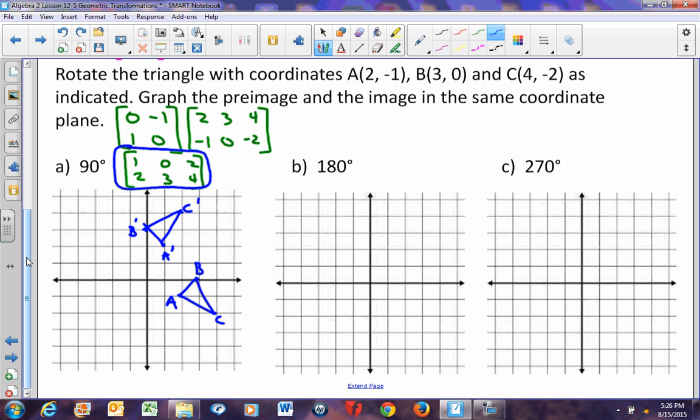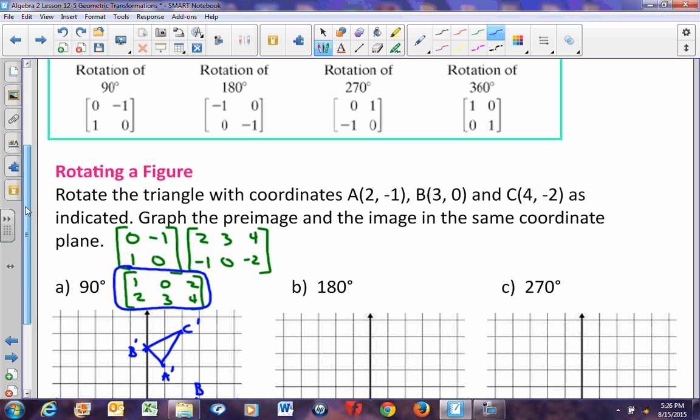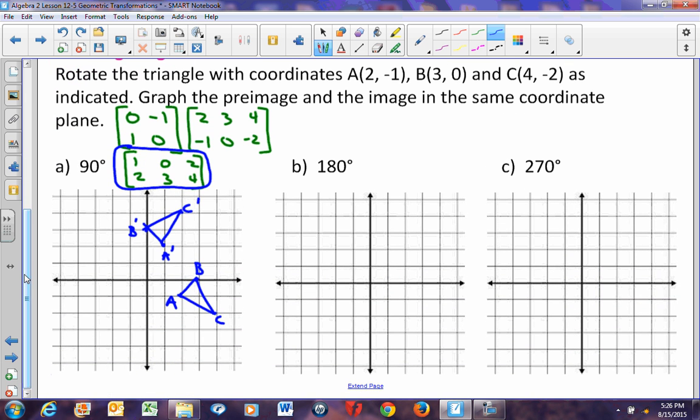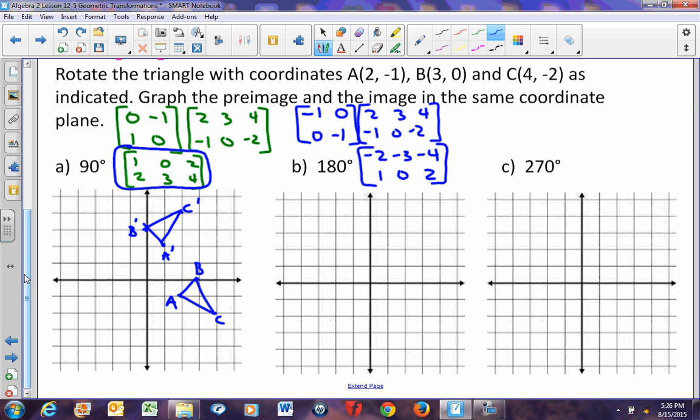Now the 180-degree rotation. We go back up here to the 180-degree rotation matrix: -1, 0, 0, -1, multiplied by 2, 3, 4, -1, 0, -2. When we multiply these, we get -2, -3, -4, 1, 0, 2. Notice what happens. All the signs change because we rotated 180 degrees, which kind of makes sense.